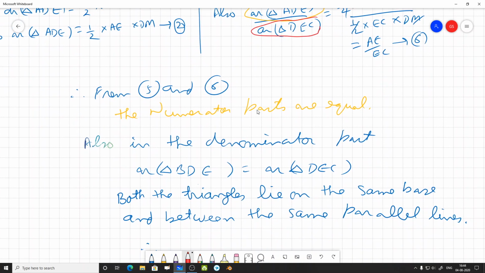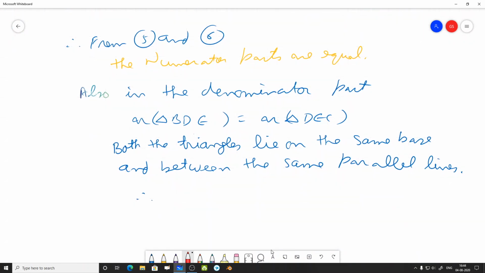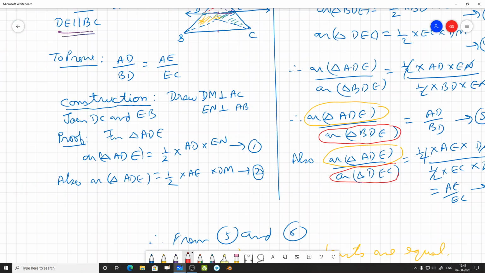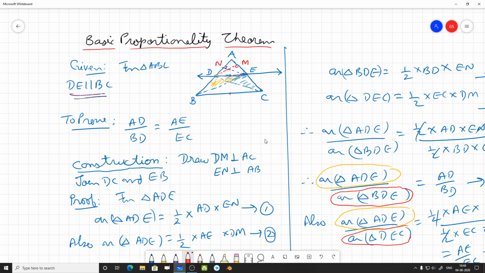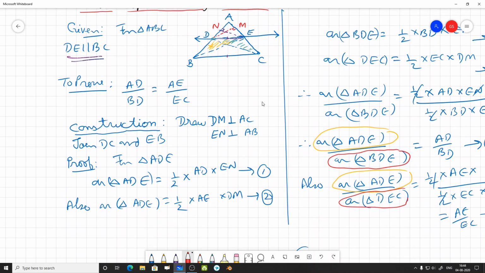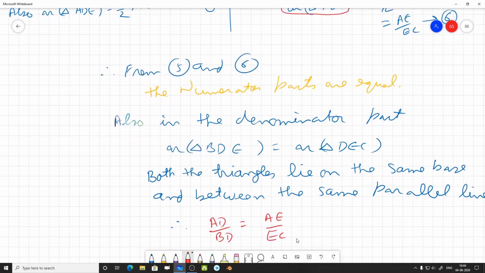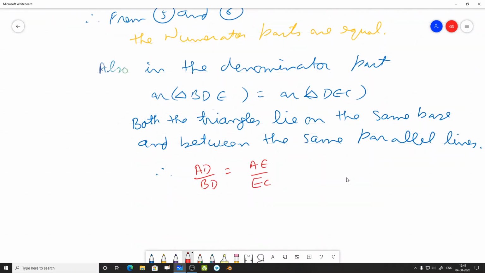So from 5 and 6, AD by BD is equal to AE by EC. So this is the proof of the basic proportionality theorem, known as BPT, or sometimes also known as Thales theorem. What we had to prove was AD by BD equal to AE by EC, and this is what we have got here. So this is the complete proof.